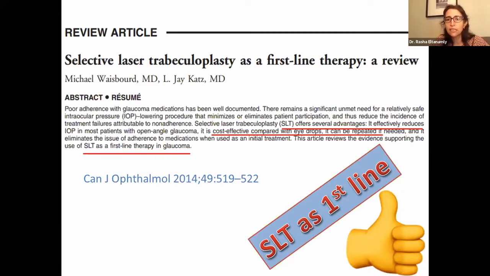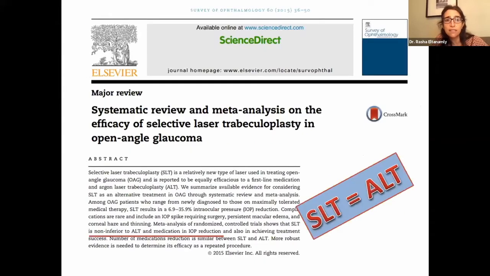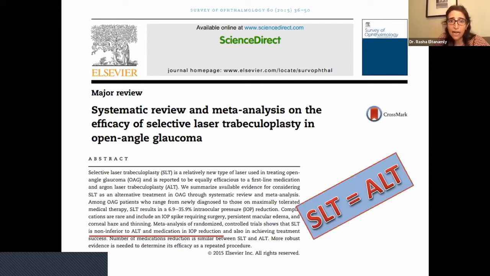Another study, again published in 2015, is a systematic review and meta-analysis, which is the highest level of evidence about selective laser trabeculoplasty and its benefit. In that systematic review, the authors concluded that SLT is as efficacious as ALT in lowering the intraocular pressure, with fewer complications.